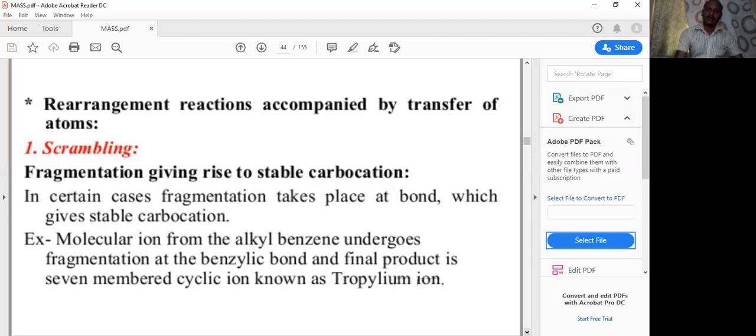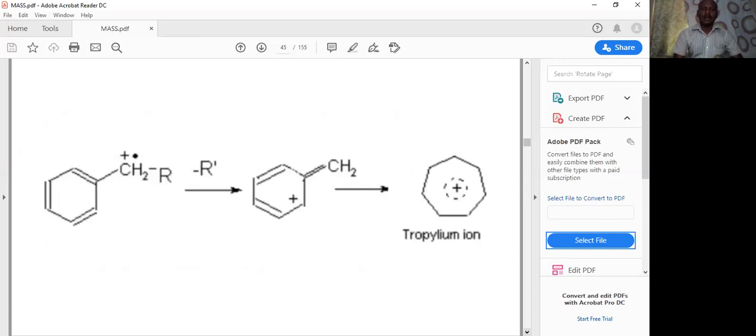So the example for scrambling: you see that there is an alkyl side chain on the benzene. In the last class, when we were discussing the general rules for the modes of fragmentation, we saw that if you have a cyclic aliphatic structure with a side chain, the fragmentation takes place at the alpha position, whereas for benzene with a side chain, cleavage happens at the beta carbon atom.